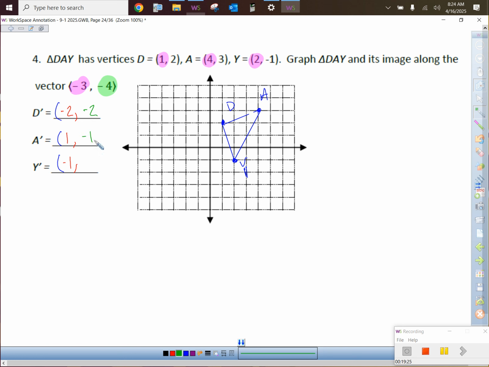And then check them with mine. Make sure I did it right also. I do make mistakes. If you have those correct, plot D prime, A prime, and Y prime. So D prime is at -2, -2. A prime is at 1, -1. If I could plot these in the right points, wouldn't that be awesome? Got that right there, A prime. And then Y prime is at -1, -5. 1, 2, 3, 4.